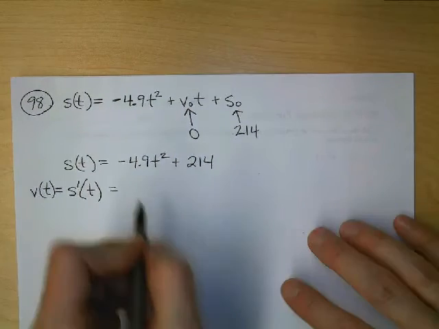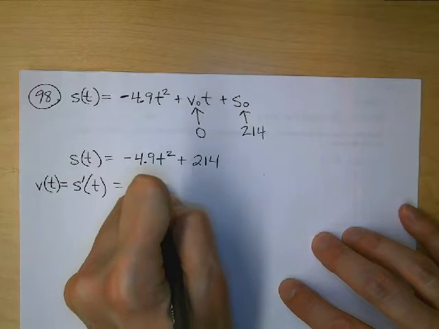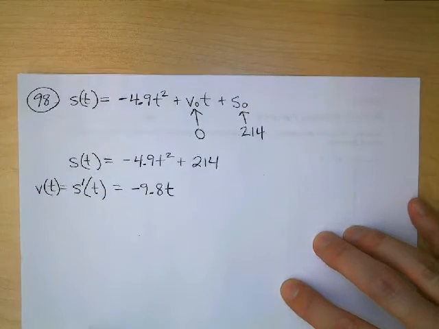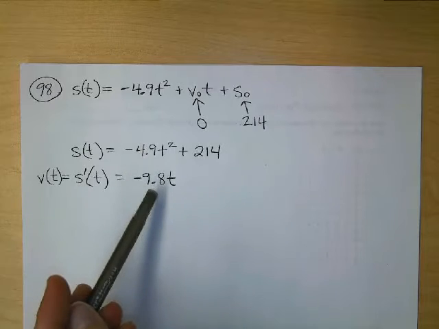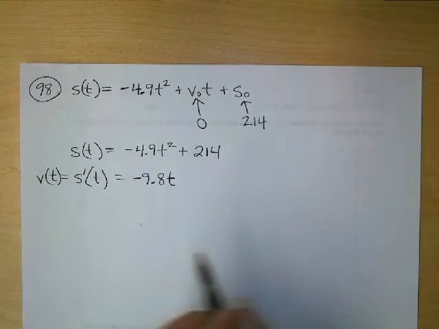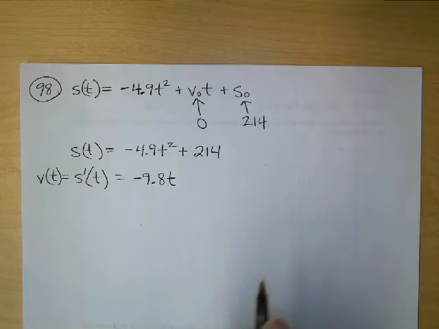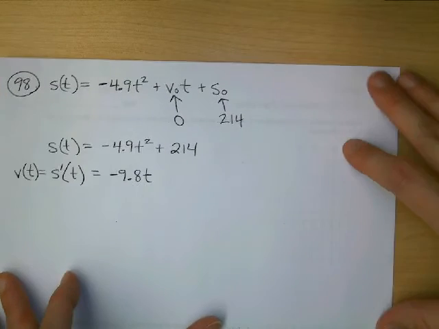So it'd be negative 9.8t. So that's your position and your velocity functions. Determine the average velocity on the interval 2 to 5.